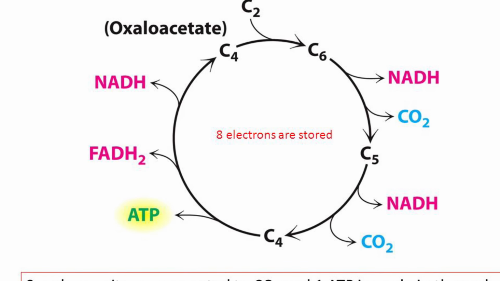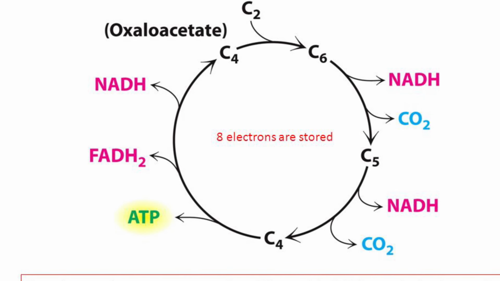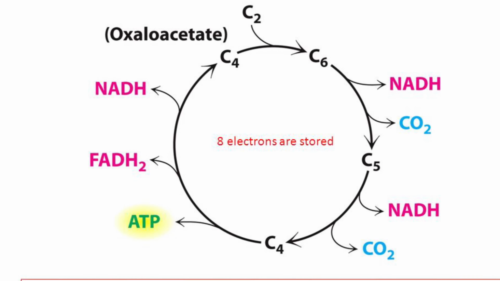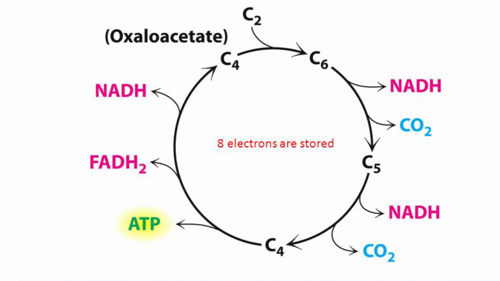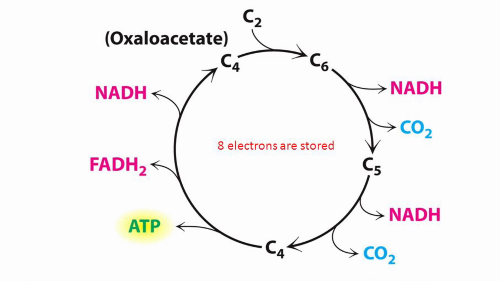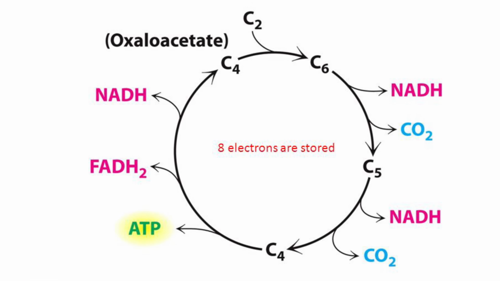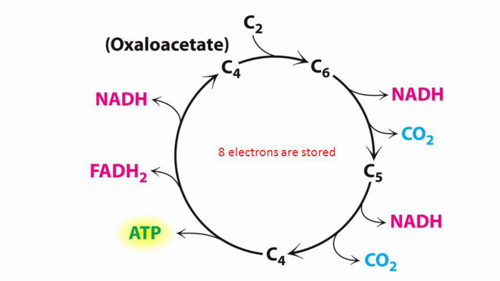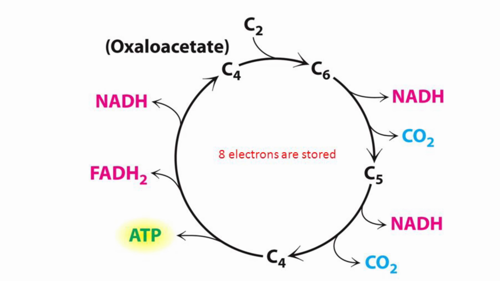You throw in your acetyl-CoA into the cycle. Your CoA enzyme will leave right away. You're going to have your 6-carbon molecule. You're going to put in an NAD plus to get the NADH. Carbon dioxide will leave, and then you will just have a 5-carbon molecule. The same thing will happen until you get your 4-carbon molecule.